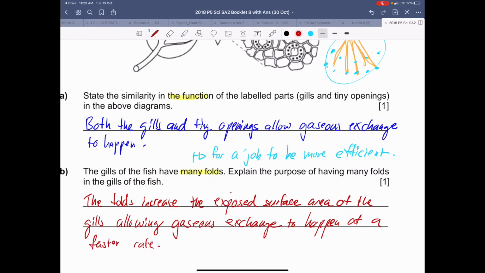So instead of saying gaseous exchange, you can also say intake of oxygen. You can also say removal of carbon dioxide at a faster rate. So half mark for telling me increases exposed surface area. Half mark for telling me allow at a faster rate. That's what I want to see. Without the faster, nope, you're not getting the mark. Okay? Because this is an adaptation to do the job better.